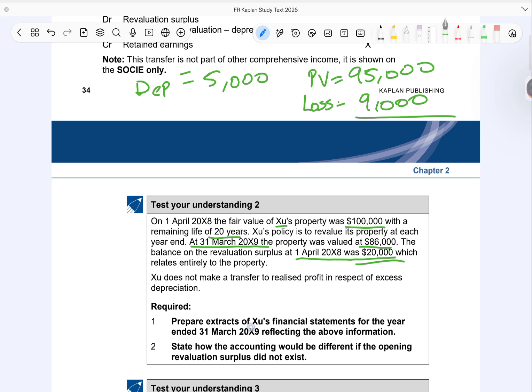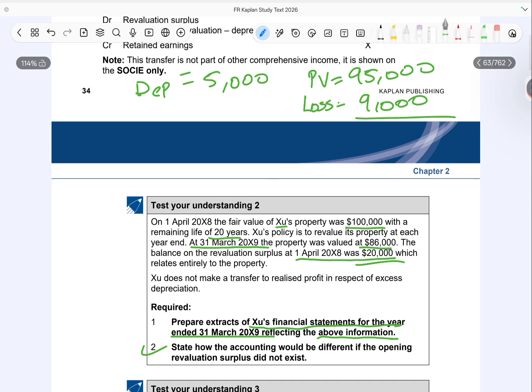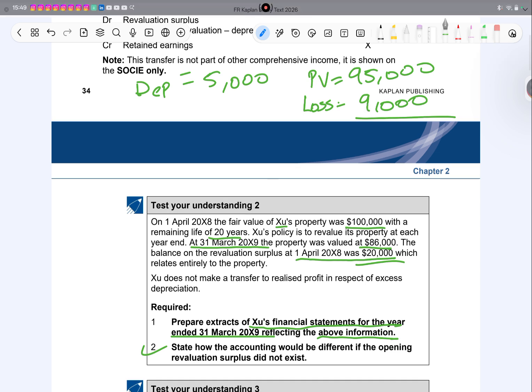First, prepare an extract of Ex-use's financial statements for the year ending 31st March 2019 reflecting the above information. And second, state how the accounting would be different if the opening revaluation surplus did not exist. So first, we'll charge a depreciation for this year also, for 31st March 2019.